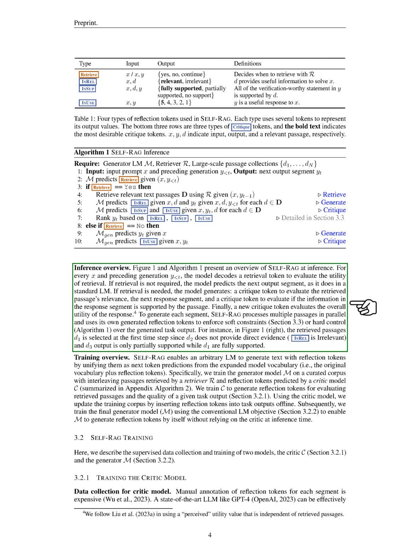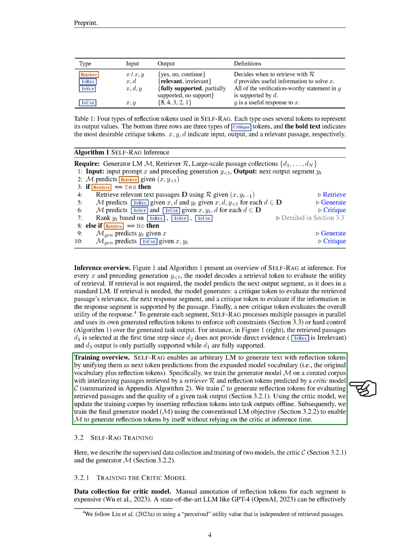To generate each segment, Self-RAG processes multiple passages in parallel and uses its own generated reflection tokens to enforce constraints over the generated task output. For example, in one scenario, the model selects the first retrieved passage because the second one doesn't provide direct evidence and the third one is only partially supported, while the first one is fully supported.